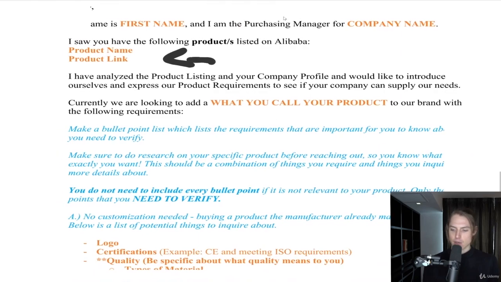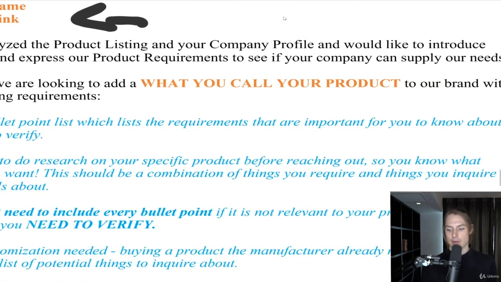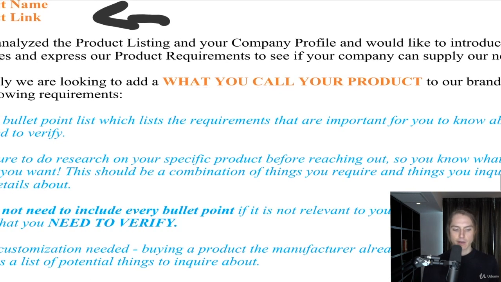So basically, we're just saying, hey, we checked out your listing and we're looking to add a product. And this is whatever you're going to call your product. Don't put the product name from Alibaba, because they might call it something like customized hot selling product 28. You're not looking to add one of those. You're looking to add whatever you're going to call it.